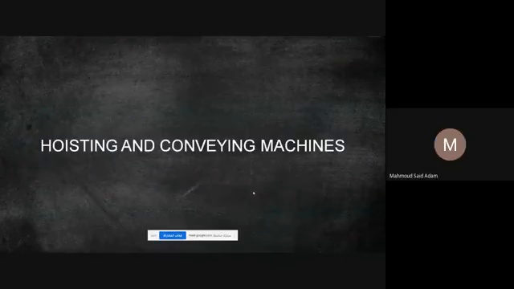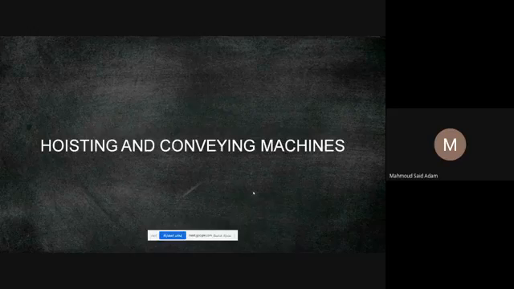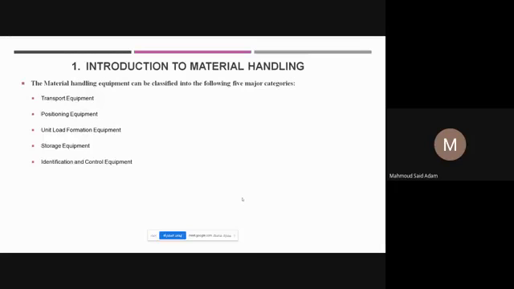My name is Mahmoud Saeed Adam, and I'm going to make a presentation on hoisting and conveying machines. Let me start with the introduction to material handling. Material handling equipment is used for moving and storing material within a facility or a site, and can be classified into the following 5 major categories.